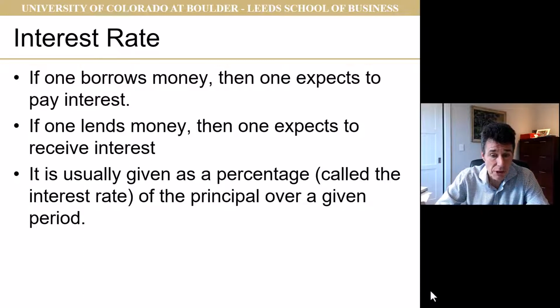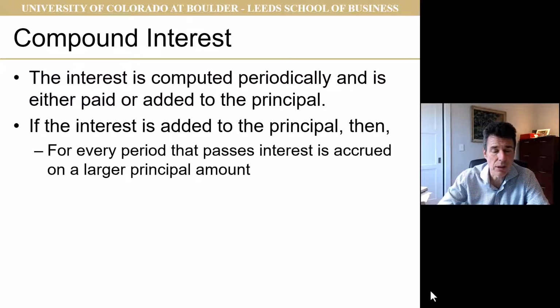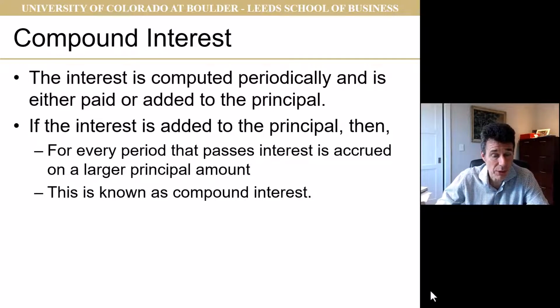The interest is usually given as a percentage of the principal over some given period. So this is called the interest rate. Now, the interest is computed periodically and is either paid immediately or added to the principal. If the interest is added to the principal, then for every period that passes, interest is accrued on a larger principal amount, and this is known as compound interest.